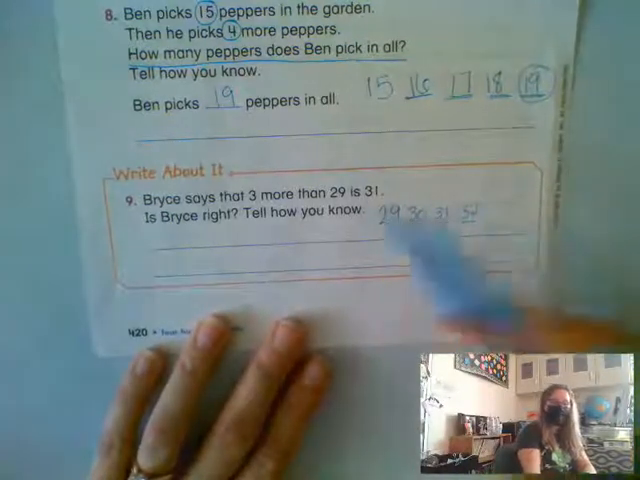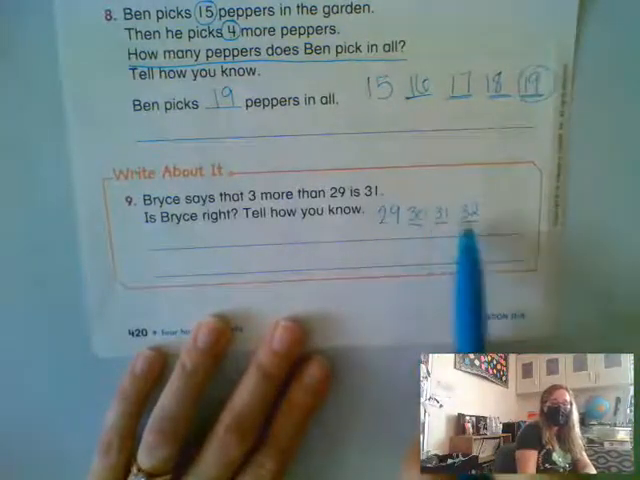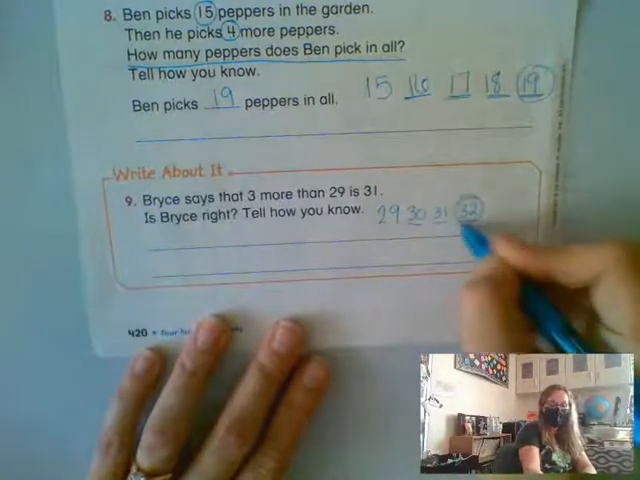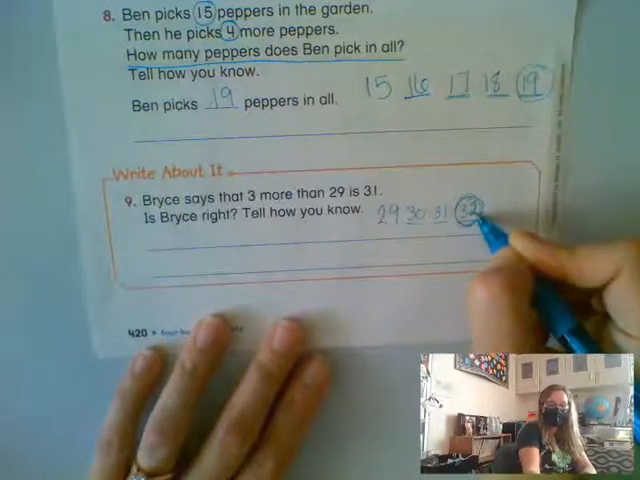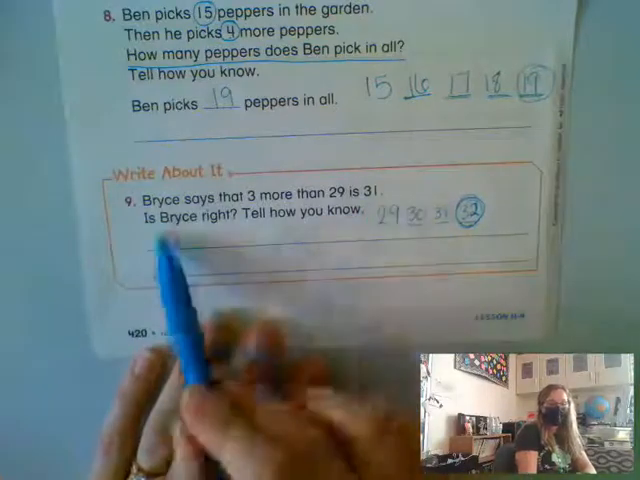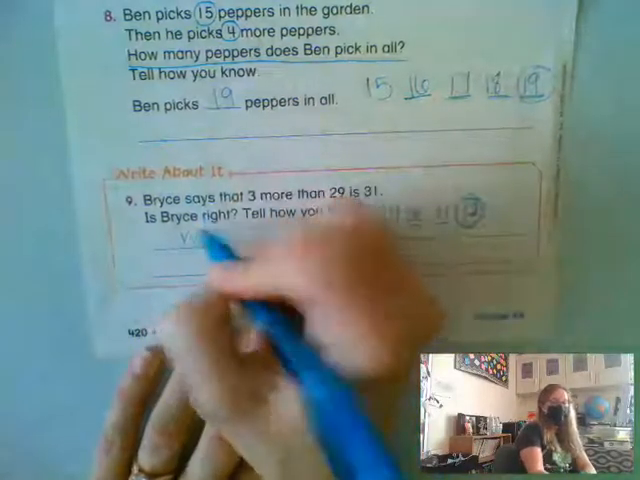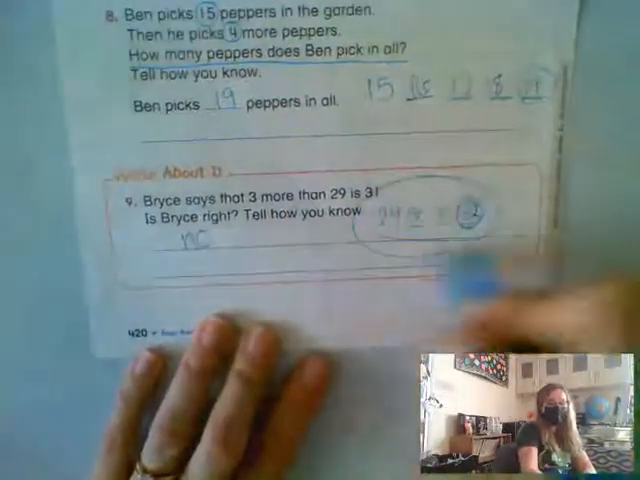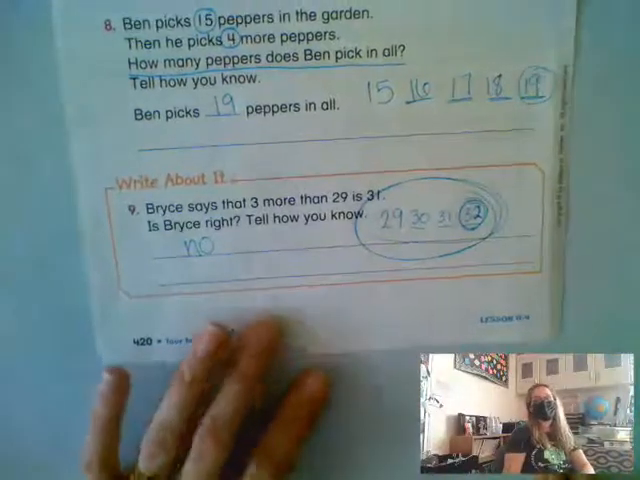32. Okay, so stop. 1, 2, 3 more than 29 is 32. He said it's 31, so is he right? No. How do we know? Because 3 more than 29 is 32.